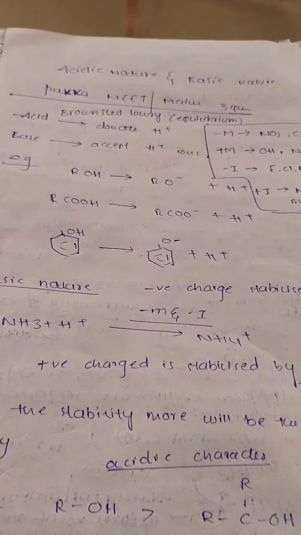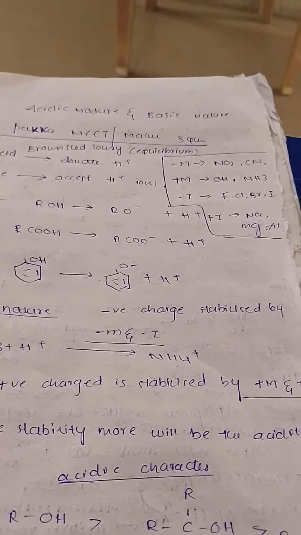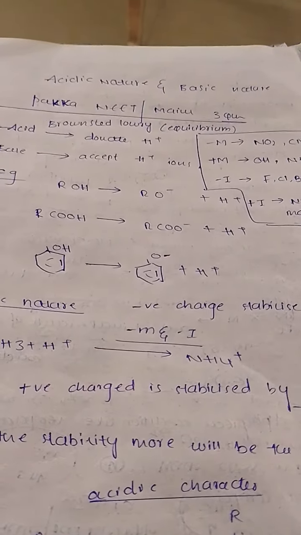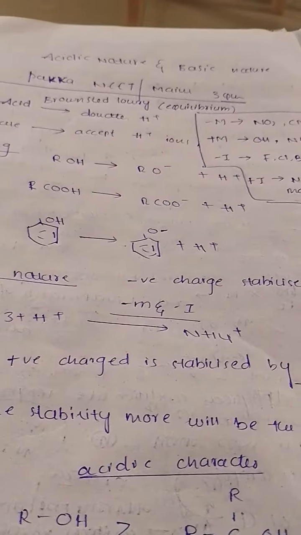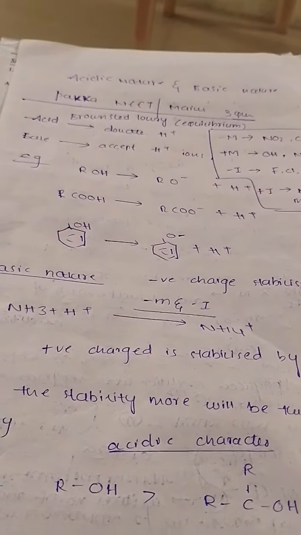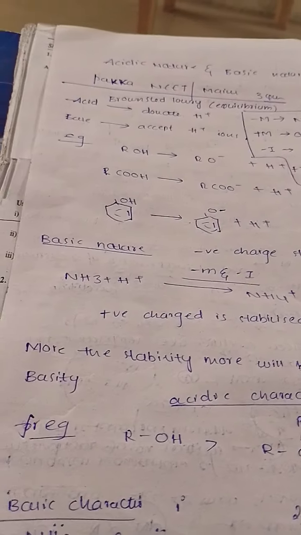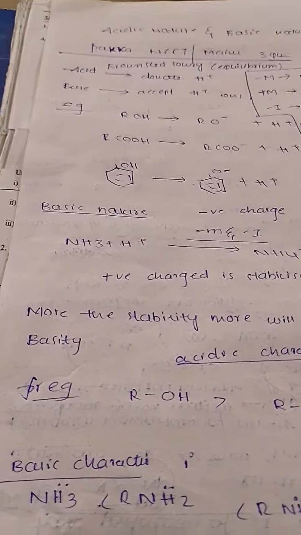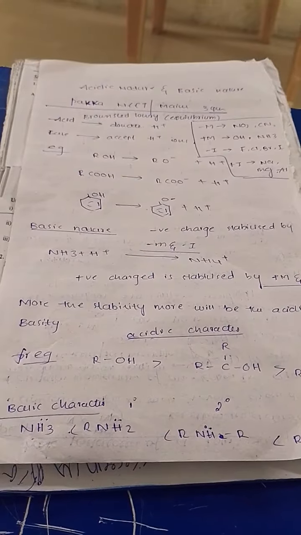But we have to note here that the negative charge is stabilized by the minus M and minus I effects. For example, on donating hydrogen from ROH, we get RO minus. It is stabilized by negative I and negative M effects because it is a negative charge. In a similar way, basic nature means acceptance of H plus ions. Here the positive charge will be stabilized by groups with positive electron migration effect, like plus M and plus I effect. The more the stability.